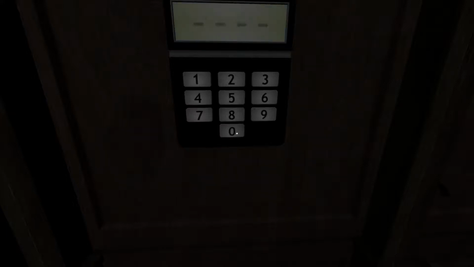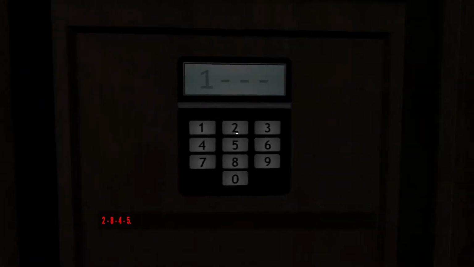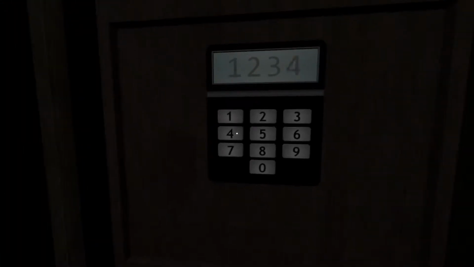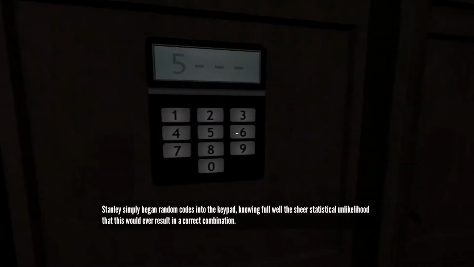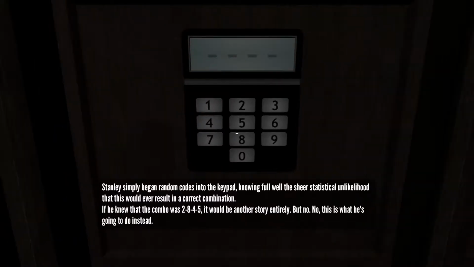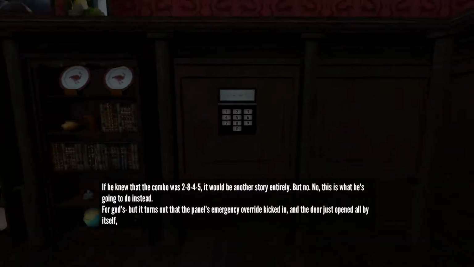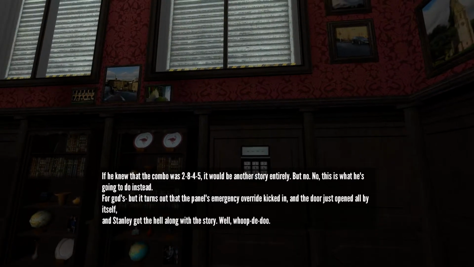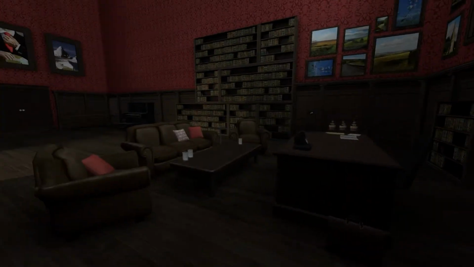I wonder if it's 00000. 2845. 1, 2, 3, 4. Stanley simply began entering random codes into the keypad, 5, 6, 7, 8, knowing full well the sheer statistical unlikelihood that this would ever result in a correct combination. But it turns out that the panel's emergency override kicked in. All right. And the door just opened all by itself. Oh, nice. Well, whoop-de-doo. Alright, cool.